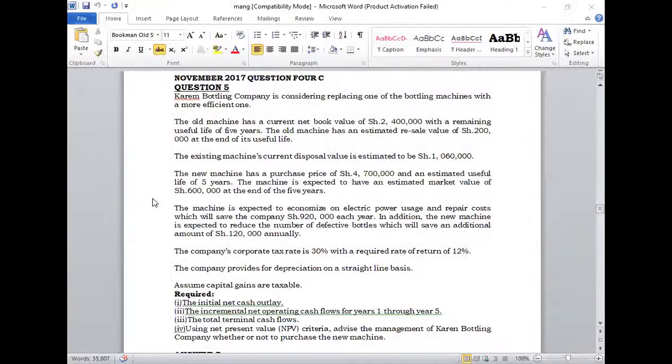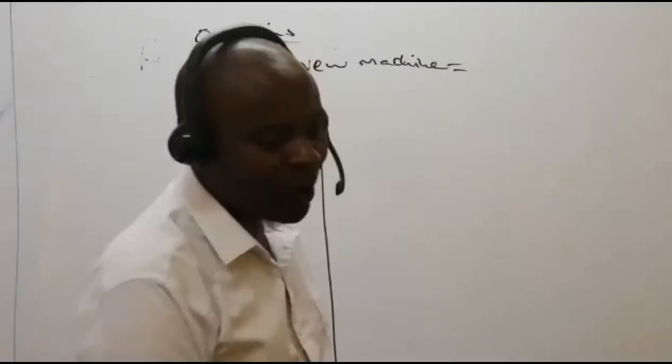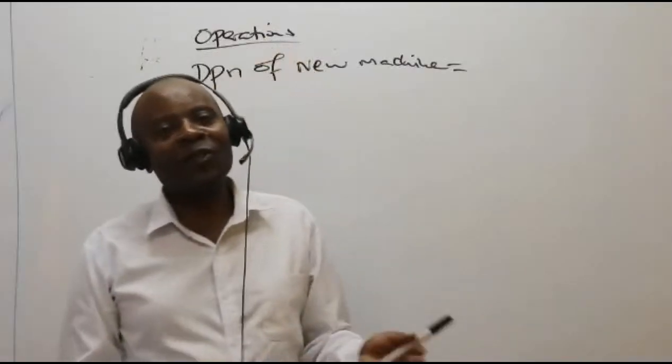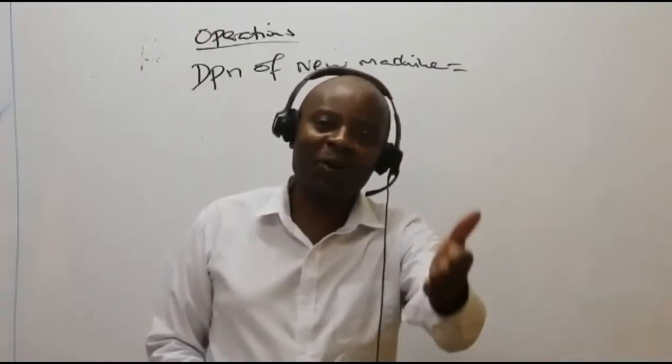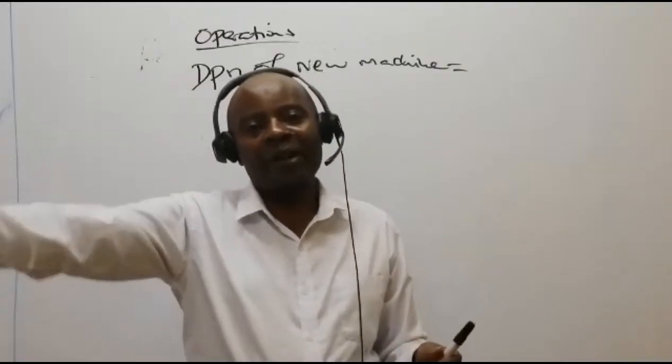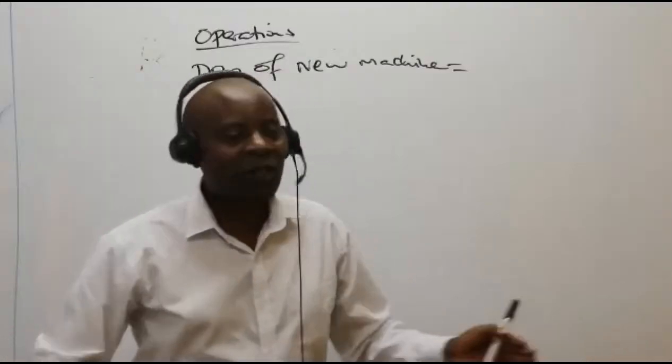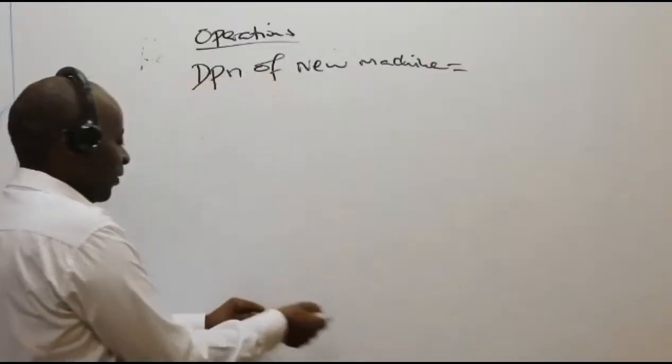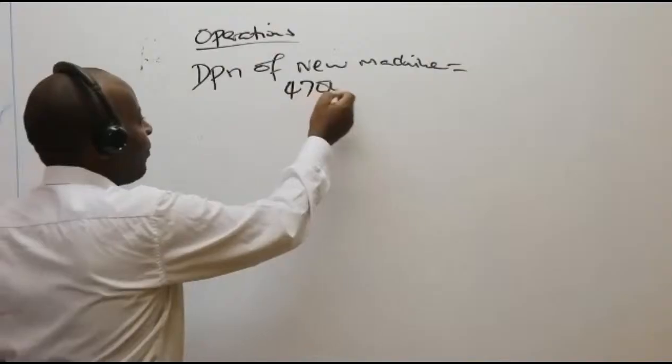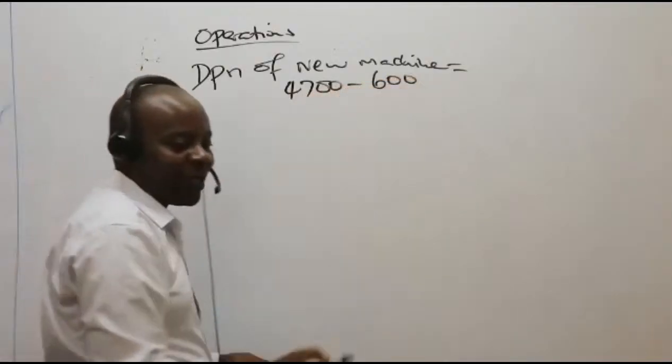So we are told here the new machine has a purchase price of 4,700 and an estimated useful life of 5 years. The machine is expected to have an estimated market value of 600,000 at the end of 5 years. Remember, unless we are told otherwise, depreciation is straight line. You take the initial cost of the machine minus the scrap, all over the number of years. So initial cost here is 4,700. They have given us the scrap of 600.